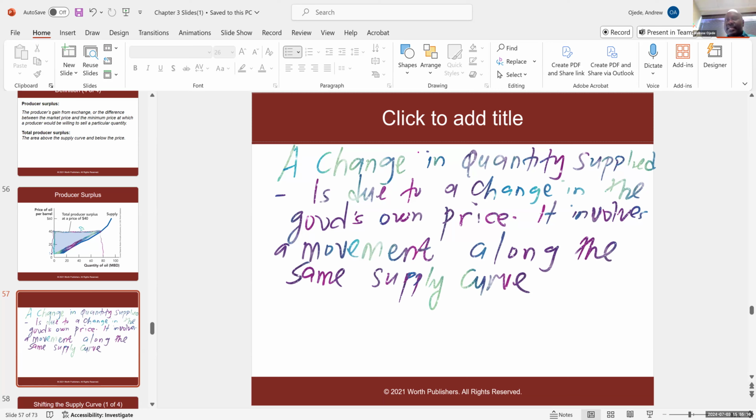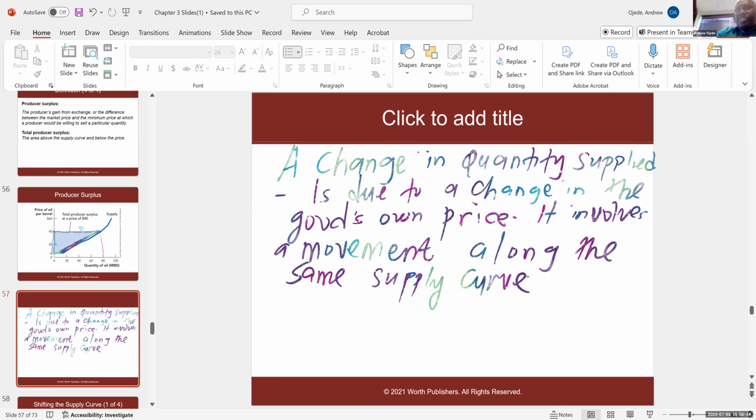Okay, then what do we call that? A change in quantity supplied: an increase in quantity supplied is due to an increase in the price. More specifically, a decrease in quantity supplied is attributed to a decrease in price. When the price decreases, you move downwards on the supply curve. If the price increases, you move upwards on the supply curve.